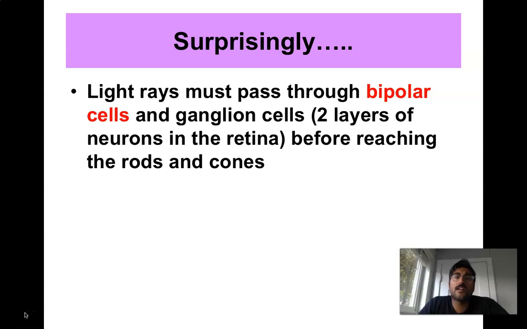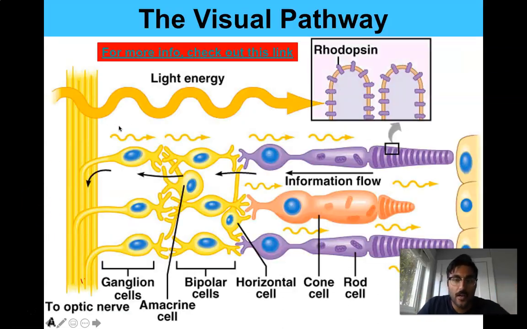Interestingly, light rays actually have to pass through the nervous system cells, the bipolar cells and the ganglion cells, these two layers of neurons in the retina, before they get to those rods and cones. Remember, it's the rods and cones that are actually going to receive the information. Then when they receive the information as a sensory cell, it's going to transmit the information back through the bipolar cells and the ganglion cells. So I'll show you an image here of what I mean.